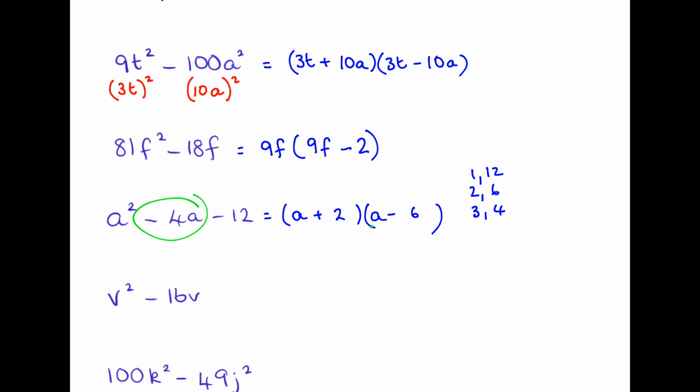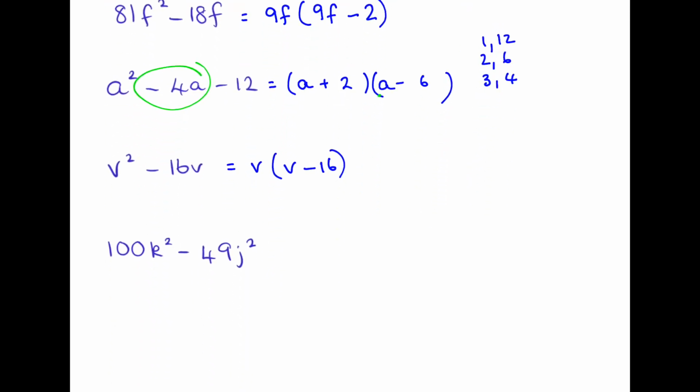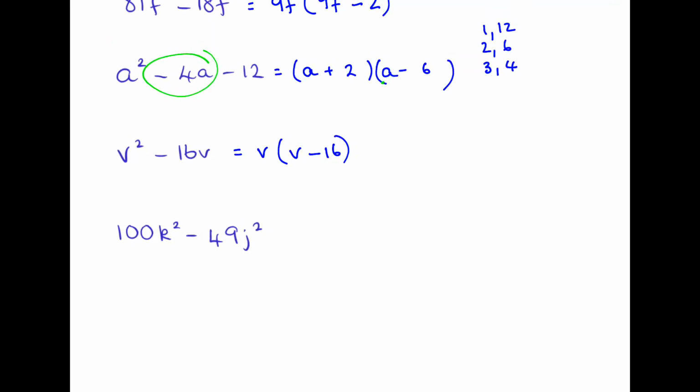Okay, next one. Let's look for a common factor. Well, in the numbers, we don't have a common factor, but in the letters, we do. So v is the common factor. So multiplying out has to give us v squared minus 16v. So v times v is v squared, and then minus 16.